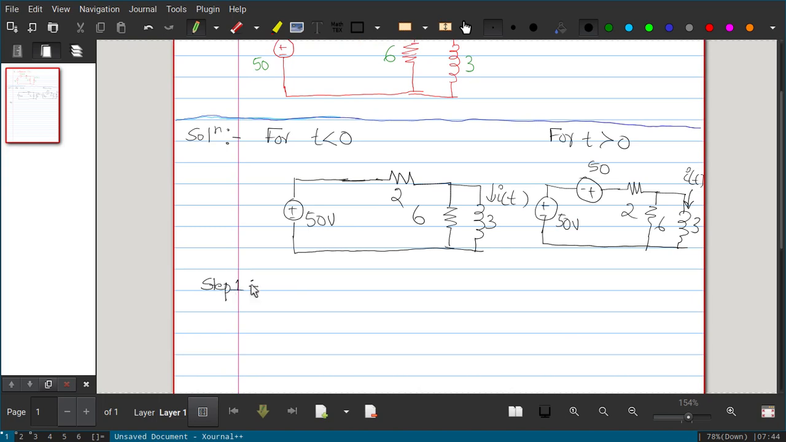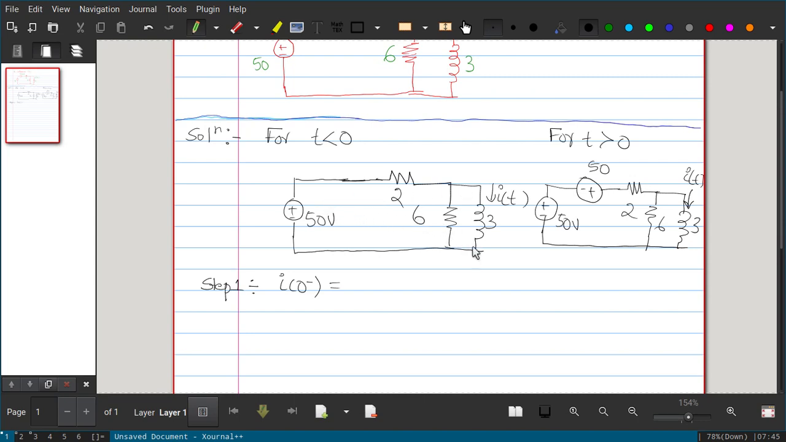Step one, we have to find first the initial current, that is i(0 minus). So i(0 minus), that is t less than 0, the circuit was kept for a long period of time, so it had already reached steady state. In the steady state, an inductor can be replaced by a short circuit. So we have a short circuit in parallel with the 6 ohm resistor, that is nothing but a short circuit. If 6 ohm is in parallel with 0 ohm, equivalent resistance will be 0 ohm. So though 6 ohm is present here, its presence is not felt by the circuit because you have a short circuit which is in parallel with that 6 ohm.